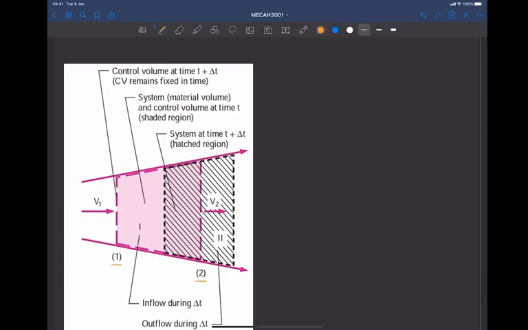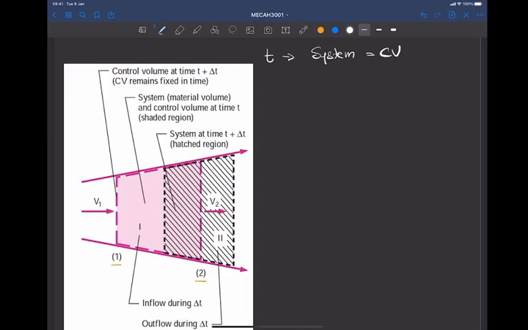So this is the region in rows. This is our control volume. By definition, we say that at time t, the system and the control volume are the same thing, namely that they are completely overlapped.